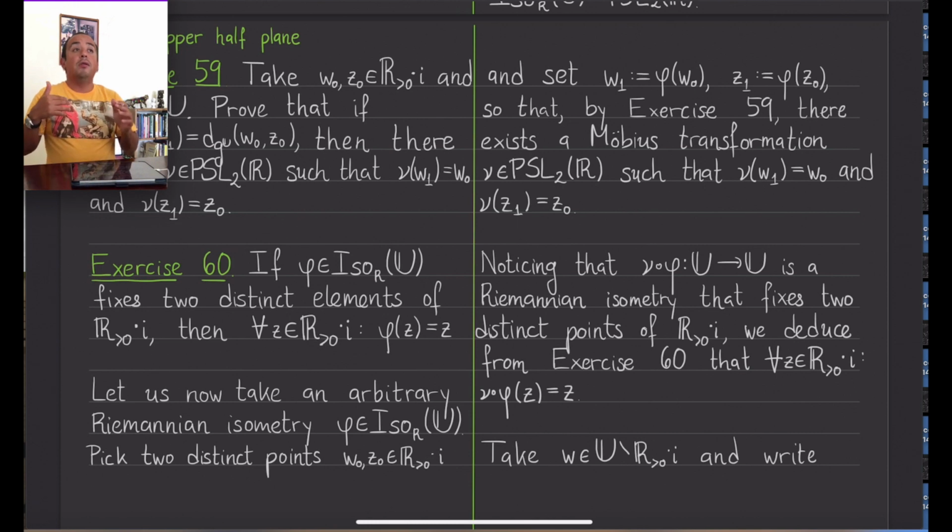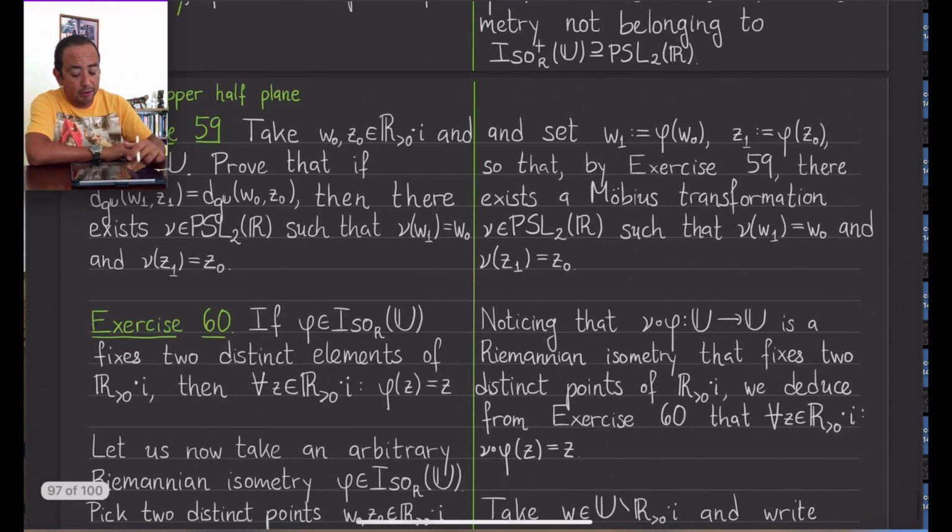So far, in principle, there's still the chance that maybe there exists some third Riemannian isometry that fixes pointwise the positive part of the imaginary axis, but is neither the identity nor this vertical reflection. At least for now, we don't know whether such a third Riemannian isometry with this property exists or not. Anyway, that doesn't worry me. And now let's start the analysis.